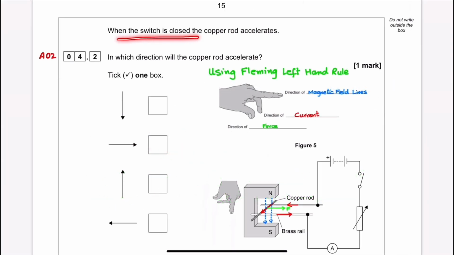When the switch is closed, the copper rod accelerates. 4.2 is an AO2 question, and this question is from the topic of Fleming left-hand rule. In which direction will the copper rod accelerate? We have four different options. Before giving the answer, the student must have good information about Fleming left-hand rule.